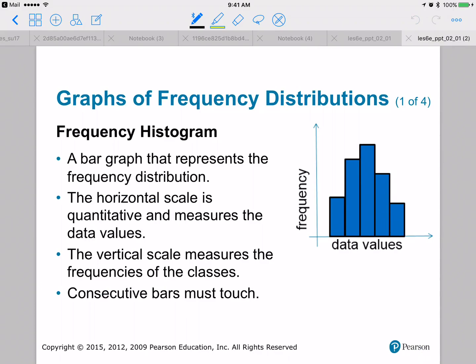So for our next part, we're going to talk about graphs of frequency distributions. Here's where we'll actually use the midpoint more. Notice that for a frequency histogram, anytime you have a histogram, your horizontal scale has to be quantitative. So we'll have quantitative values on our horizontal scale, and always frequency is on your Y scale. And lastly here, consecutive bars must touch. And a frequency histogram is a bar graph that represents the frequency distribution.